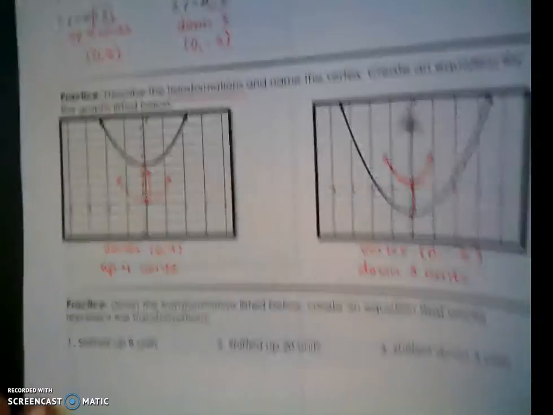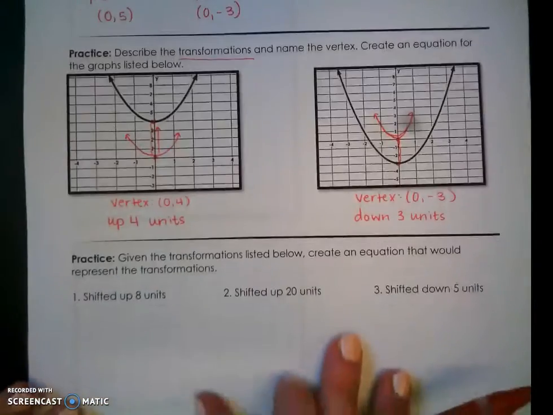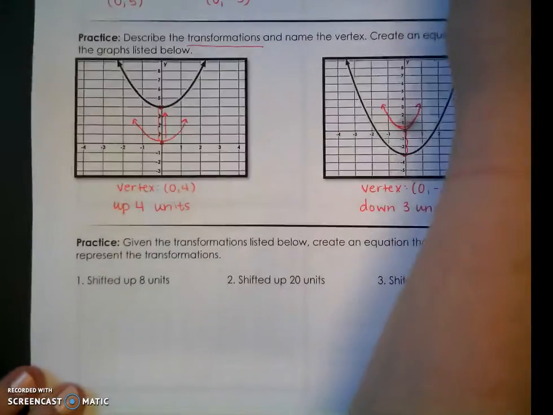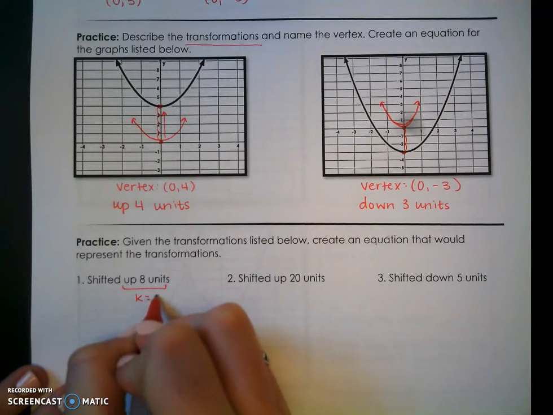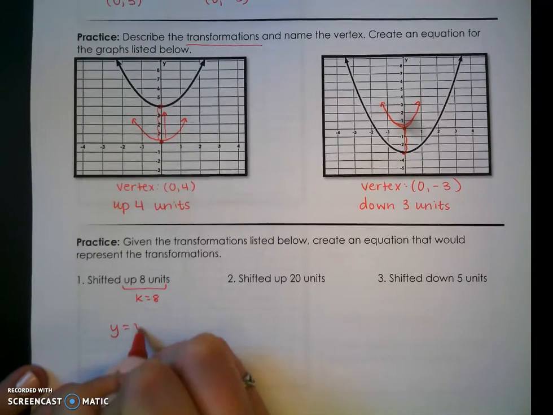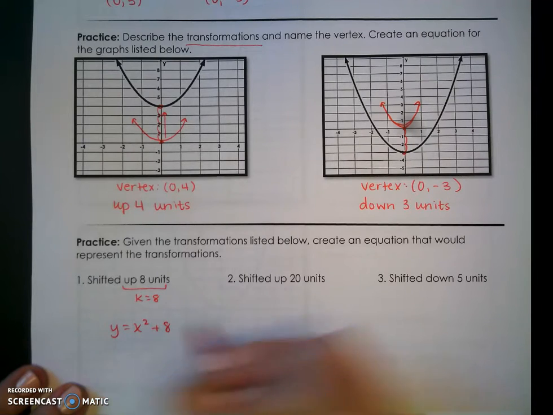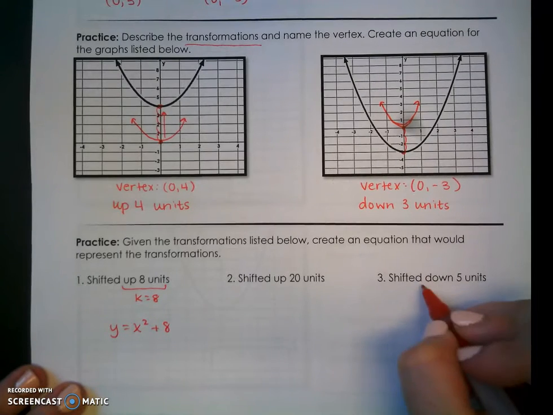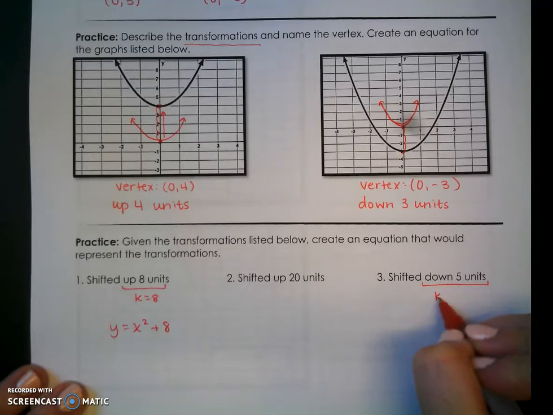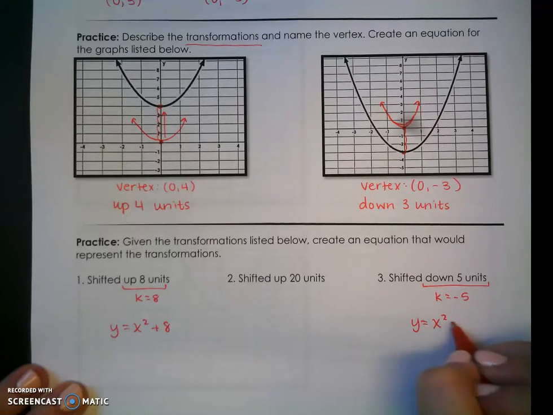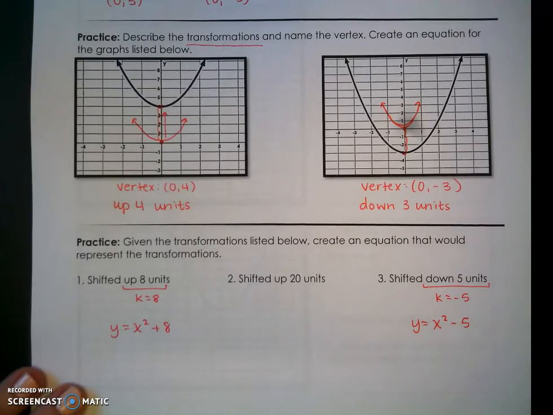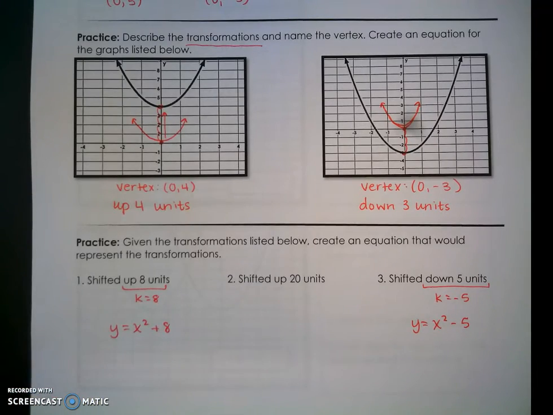Then it wants you to write an equation, so kind of like the opposite of what we did up here. If it shifts up 8 units, then our k is positive 8. And then for ones that shift down, your k would be negative. So that is the k value, up and down.